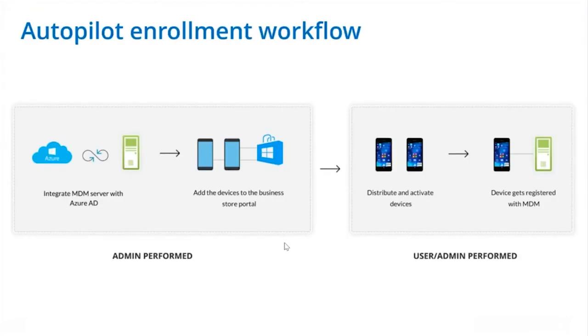The process to enroll devices using Windows Autopilot enrollment is shown here. As the first step, the MDM server needs to be integrated with Azure AD. Once this is done, the devices are added to the Windows Business Store portal. Once these devices are registered and activated, the devices will then get registered with MDM as well, and these can be distributed to the users.